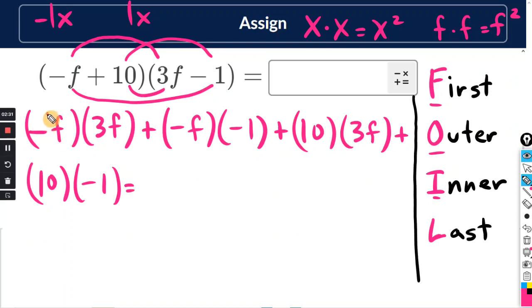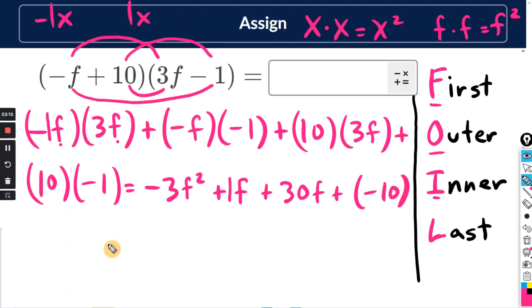Negative f, that's the same as negative 1f. Okay, negative 1 times 3 is negative 3. And f times f is f squared. Plus, negative f times negative 1 makes it positive 1f, or just f. Okay, negative times negative is positive, and 1f is the same as f. You can write 1f if you like, it's the same thing. Plus 10 times 3f, well, 10 times 3 is 30. And we still have the f. And finally, plus 10 times negative 1 is negative 10.